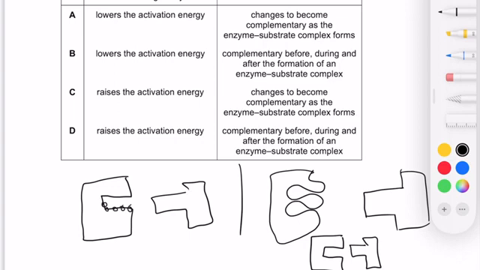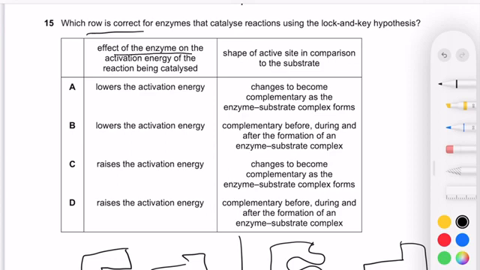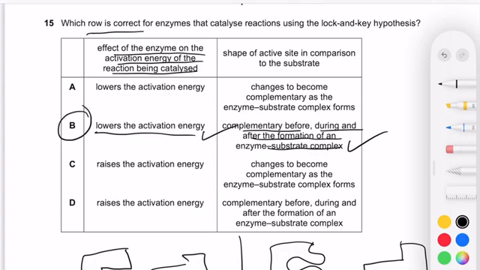And this happens when the substrate enters the enzyme active site, and then there will be formation of the enzyme substrate complex, and then the temporary enzyme product complex, and then the product will be released, the enzyme returns back to its original shape, and it's ready to be reused. So let's look at the effect of the enzyme on the activation energy of the reaction being catalyzed. The mechanism of the enzyme is always going to lower the activation energy. The shape of the active site in comparison to the substrate, as we mentioned, is complementary, before, during, and after the formation of the enzyme substrate complex. That is correct.